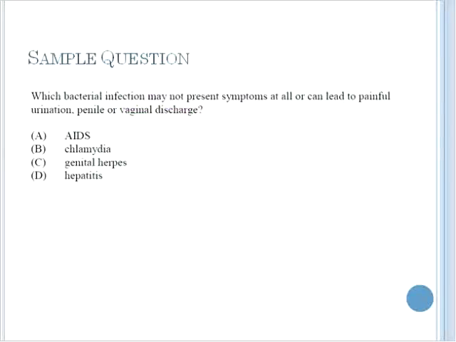In previous public examinations, questions have been posed regarding this topic. I present the following for your consideration. Which bacterial infection may not present symptoms and can lead to painful urination, penile, or vaginal discharge? Again, it's bacterial. This would mean that HIV, AIDS, which is viral, herpes, and hepatitis are all eliminated. The correct answer is B, chlamydia, which is indeed a bacterial infection.